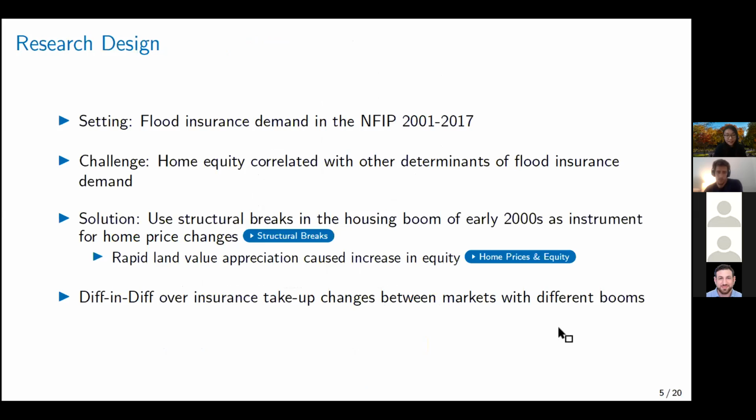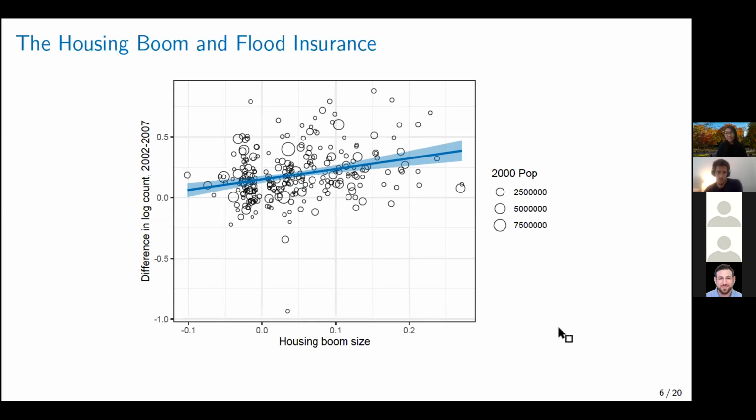And we're going to run a difference-in-differences specification, looking at insurance take-up changes in markets that have smaller booms and compare that with markets that have medium and higher booms. And this is how it looks in the raw data. On the x-axis, we plot the size of the housing boom. And on the y-axis, we plot the change in flood insurance take-up between 2002 and 2007. And here, each circle is an MSA. So here we can already see that there is a positive relationship between the two.